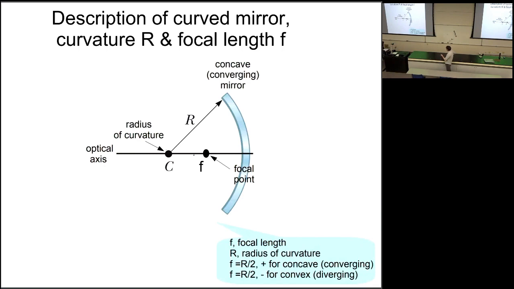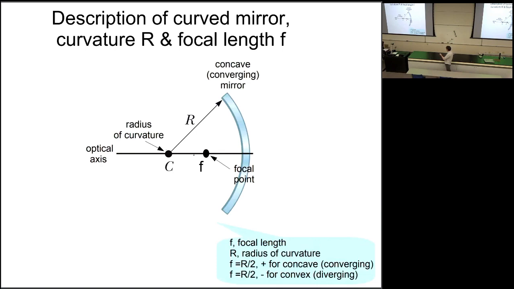The radius of curvature is this point here labeled C. This circular surface of the mirror is forming an arc of a circle that's centered on this point, right? So this distance here is the radius of curvature. This point we call the center of curvature. So that's what that point is.